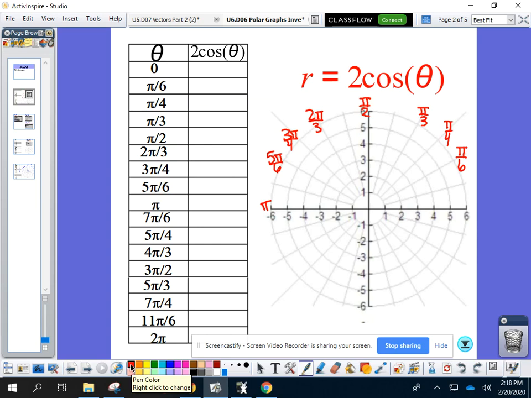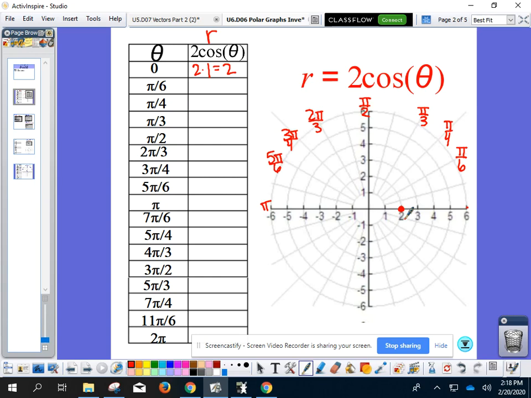So then when we evaluate on the unit circle, 2 times cosine of 0. Well, cosine at 0 is 1, so 2 times 1 is equal to 2. And then we plot this point. This is the theta value, and this is the radius value. So along this 0 line right here, we're going to plot a radius of 2, and so we would count forward from the center. There is an angle of 0 and a radius of 2.